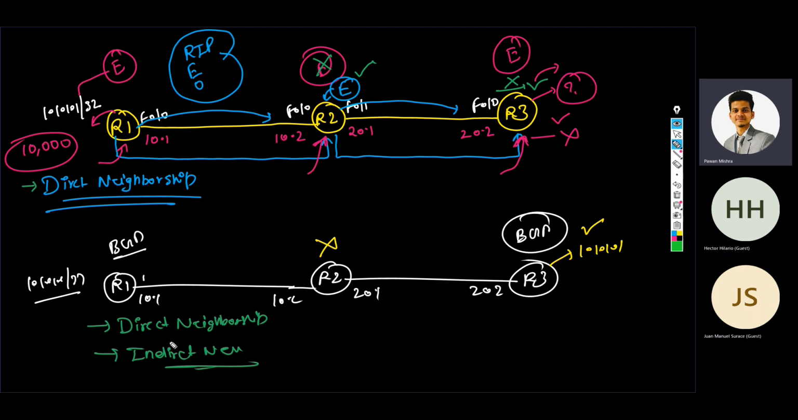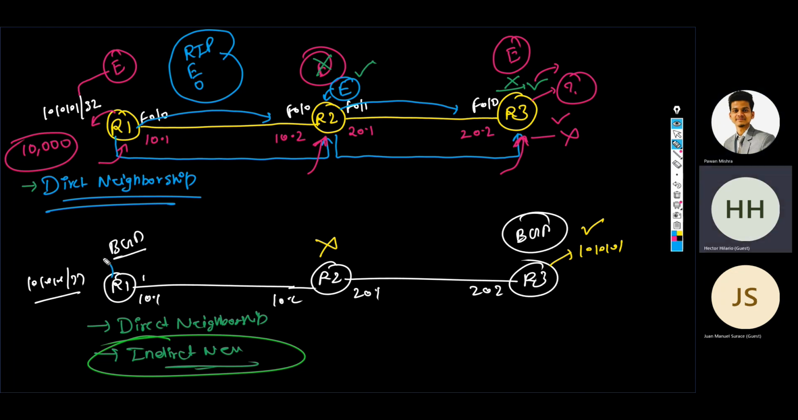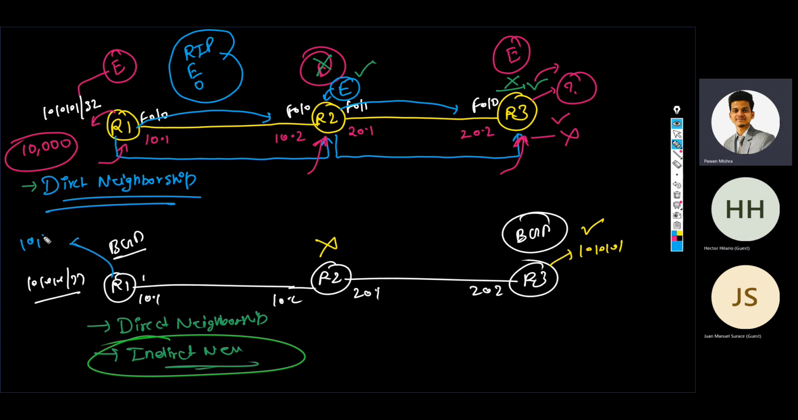Okay. Yeah, super. So one more advantage: what is the profit of this indirect neighborship? The profit is this. Let's say this R1 router has 10,000 routes. In this topology, this R1 has 10,000 routes, and those 10,000 routes are received by these three routers.